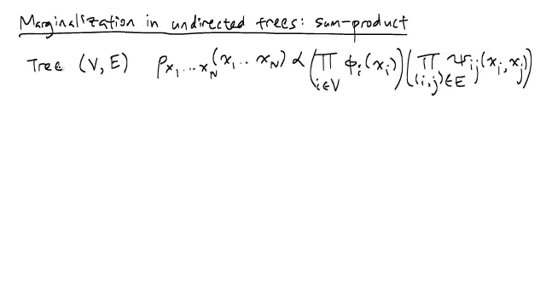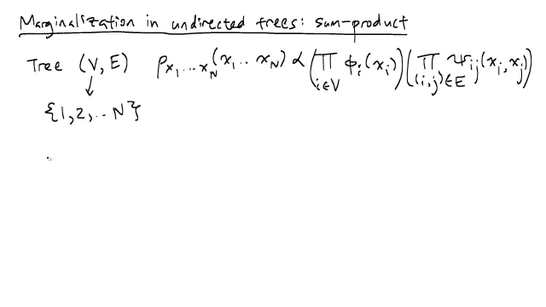So, as a reminder, we have a tree over vertices or nodes V and edges E. The nodes are going to be 1, 2, up through n, where each node corresponds to a random variable, so x1 up through xn. The distribution for x1 up through xn factorizes into the product of these node potentials times the product of these edge potentials. Okay?